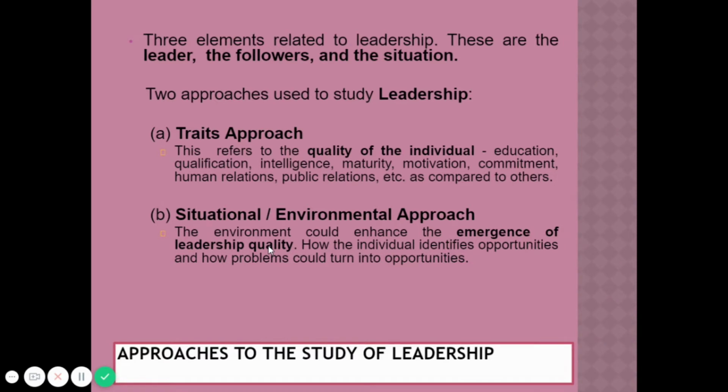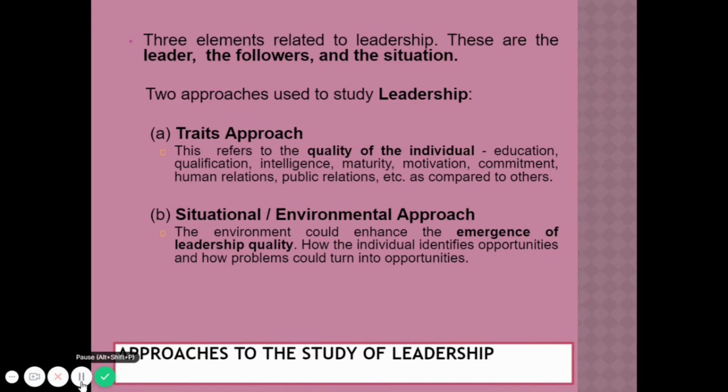Next, we have 2 approaches that are used to study leadership. The first approach is the trait approach. The trait approach refers to the quality of the individual, where they look into someone's education, qualification, intelligence, maturity, motivation, their commitment in doing their job, how they socialize and connect with other people, and how they solve a problem.